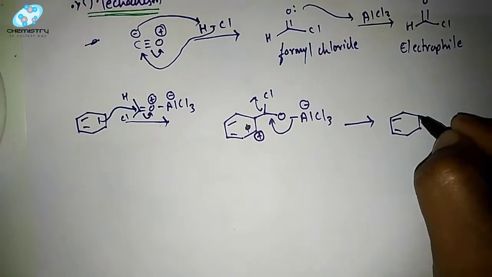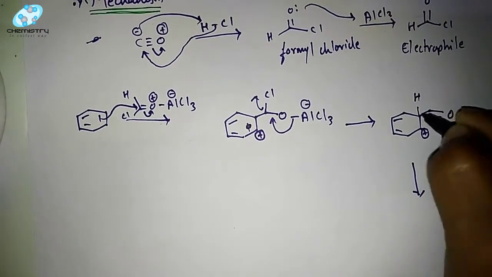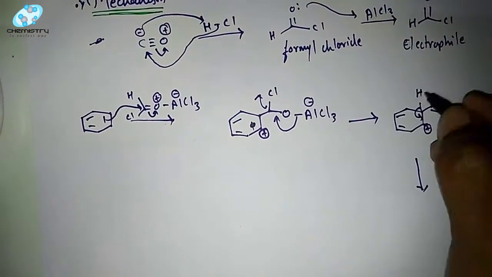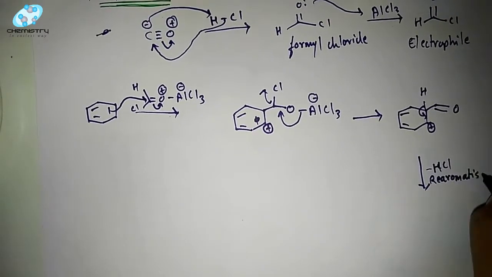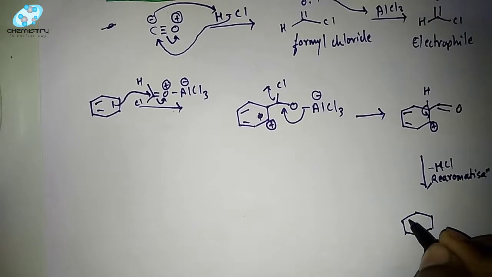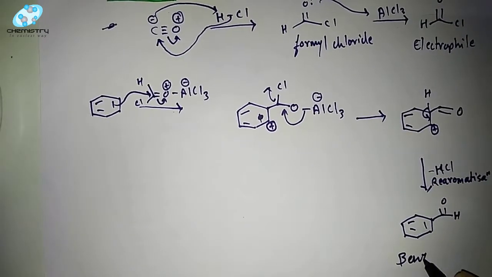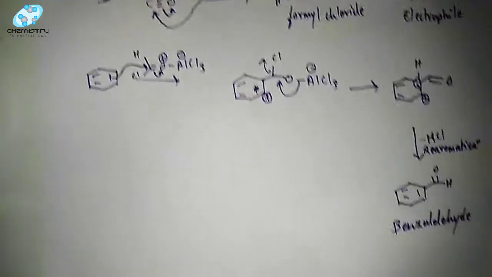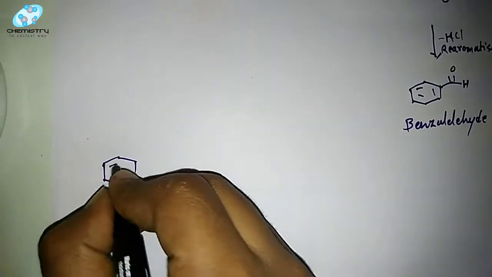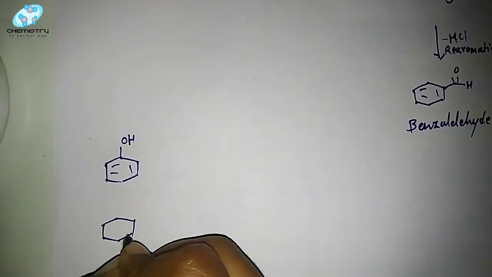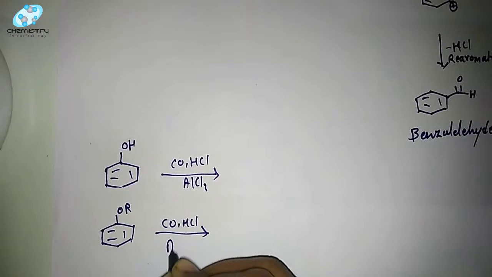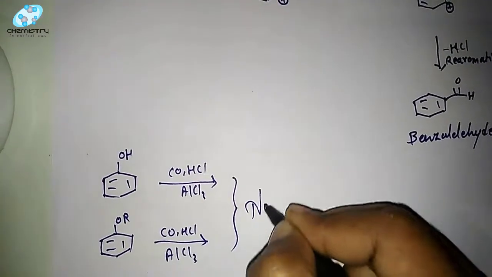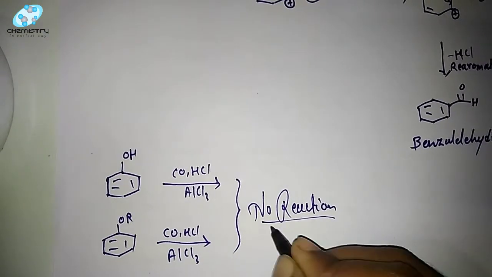So here what happens is, again rearomatization will give a benzaldehyde. So minus of HCl, chlorine from the previous step will take the hydrogen here. So minus of HCl will give benzaldehyde as a product. Now if one will ask you to do the same reaction with phenol, that means phenol with carbon monoxide, HCl and AlCl3, or any phenol ether like anisole, ethoxybenzene or anything, you must say there will be no reaction. There will be no product formation.